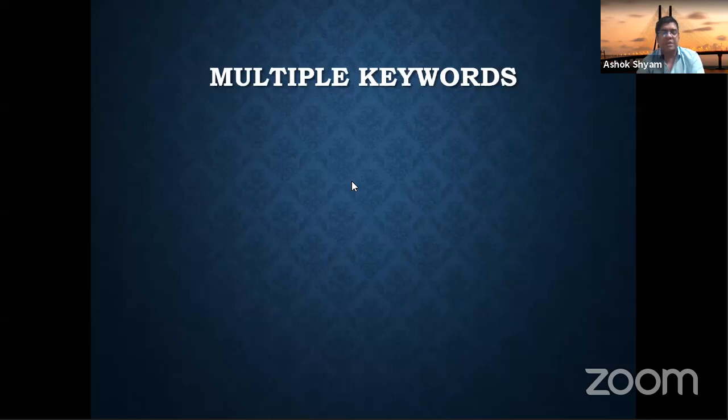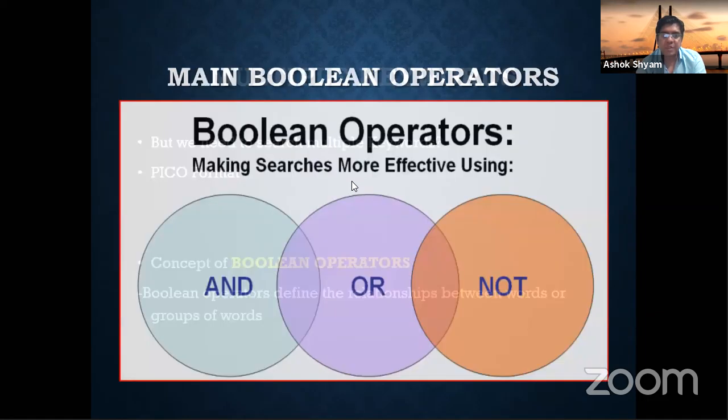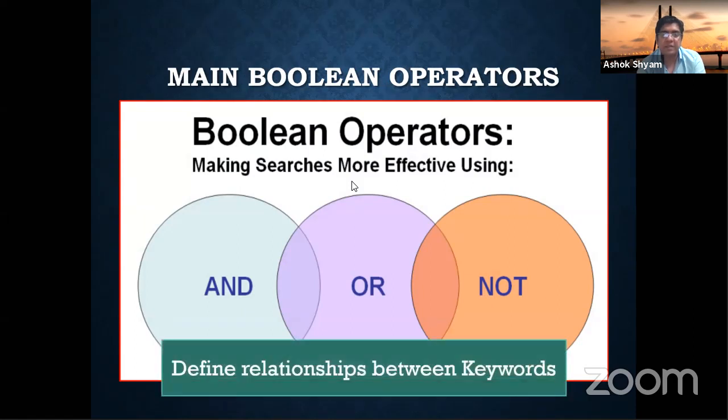But there are multiple keywords, like we saw. PICO will give us at least a minimum of 2 or 3 keywords. So how to deal with multiple keywords? There is a third concept, and second concept of PubMed, which is called Boolean operators. Boolean operators define the relationship between words or groups of words. It's most easily understood by taking examples. They define the relationship between keywords, whether the keywords appear together in the title or abstract or whether they are exclusive of each other.